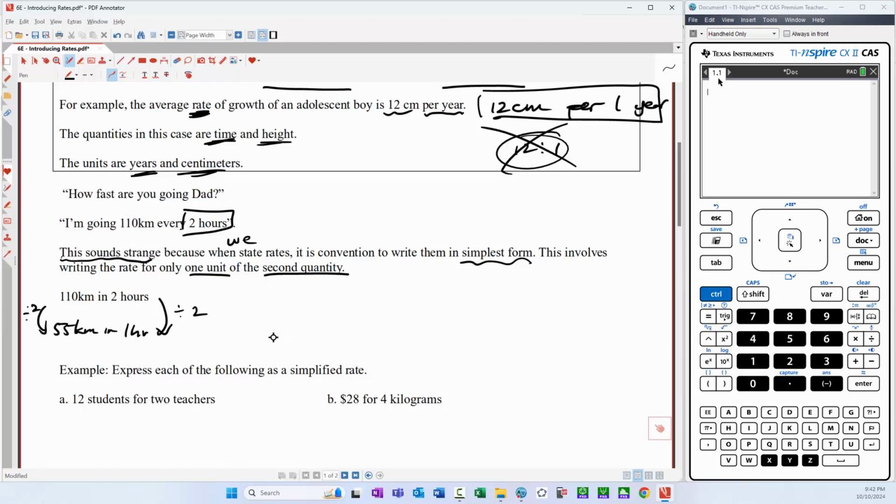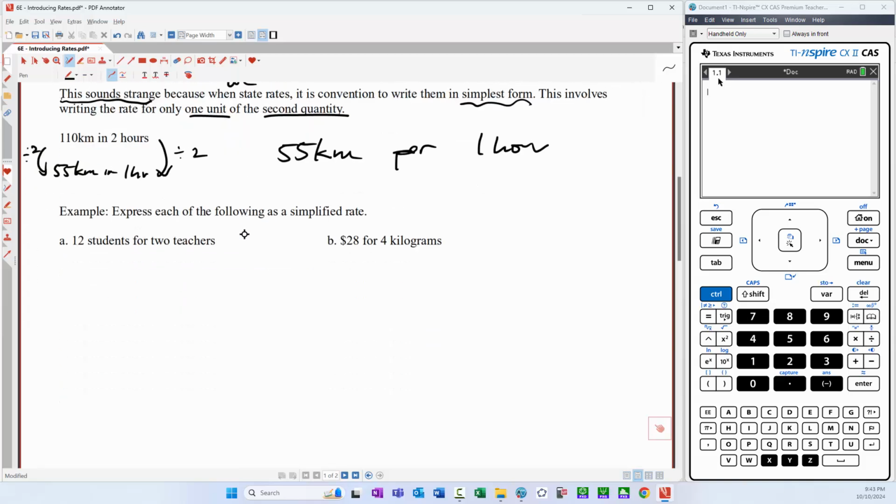Okay, and then we can really say that as a rate because that's the speed of a car. That's how we read a speedometer. When we see the number of the speed that we're going, what that represents is how many kilometers per 1 hour you're expected to travel. So this one here, we would say the speed is 55 km per 1 hour, or just per hour.